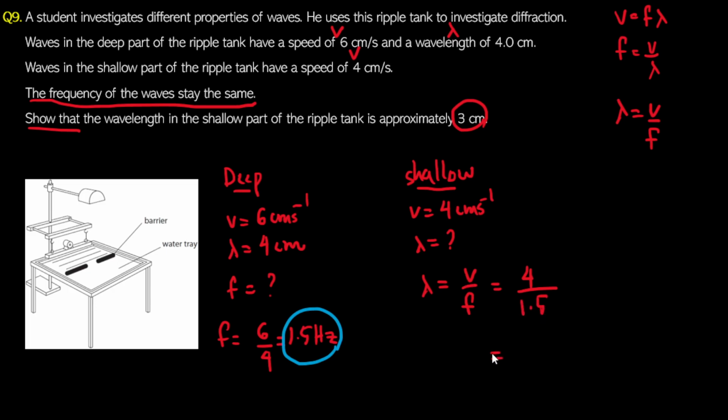4 divided by 1.5 would give you 2.67 centimeters, which is approximately equal to 3 centimeters. So it's already shown.